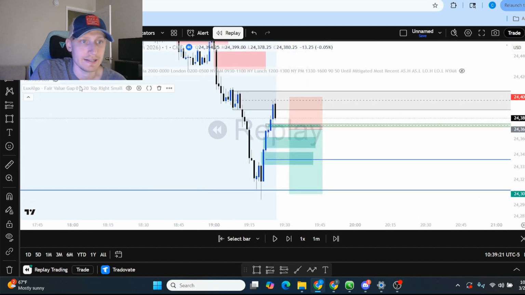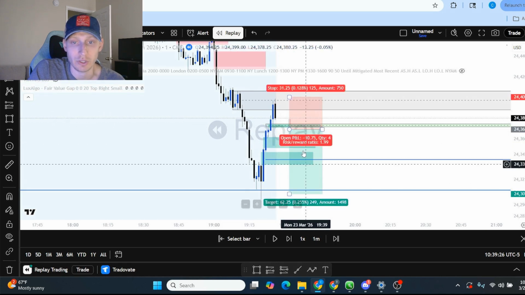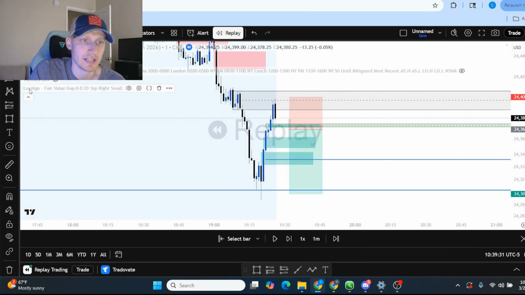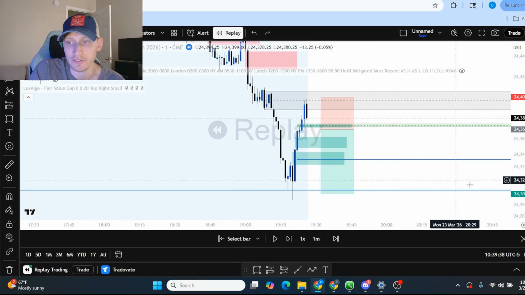And the indicator I used that makes these show up live, like you just saw these green fair value gaps pop up, is the LuxAlgo Fair Value Gap. So if I take that off, you guys can't see them. Boom, if I put them back on, you can see these fair value gaps here.